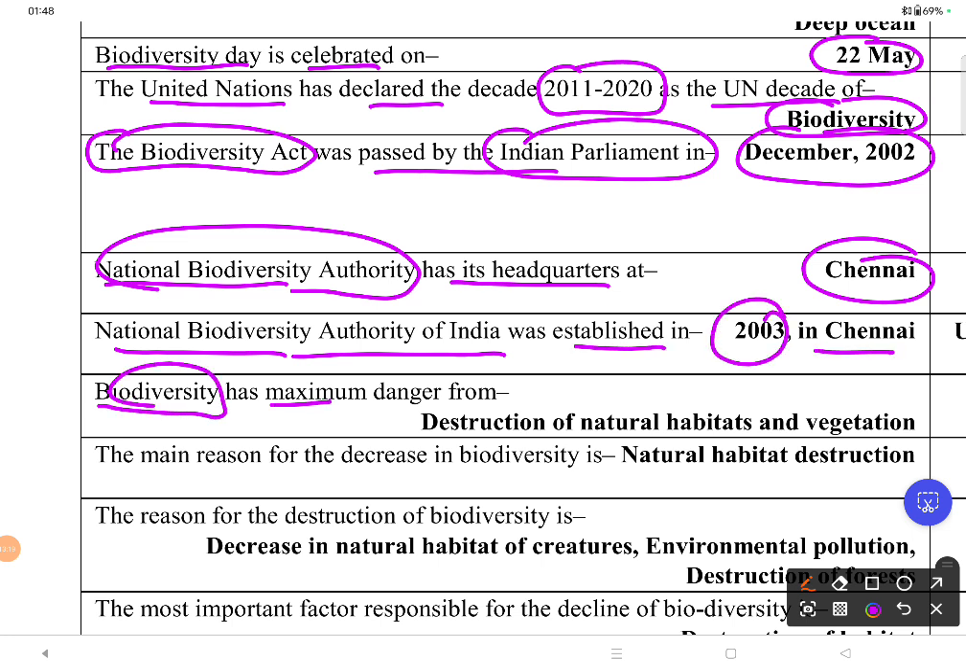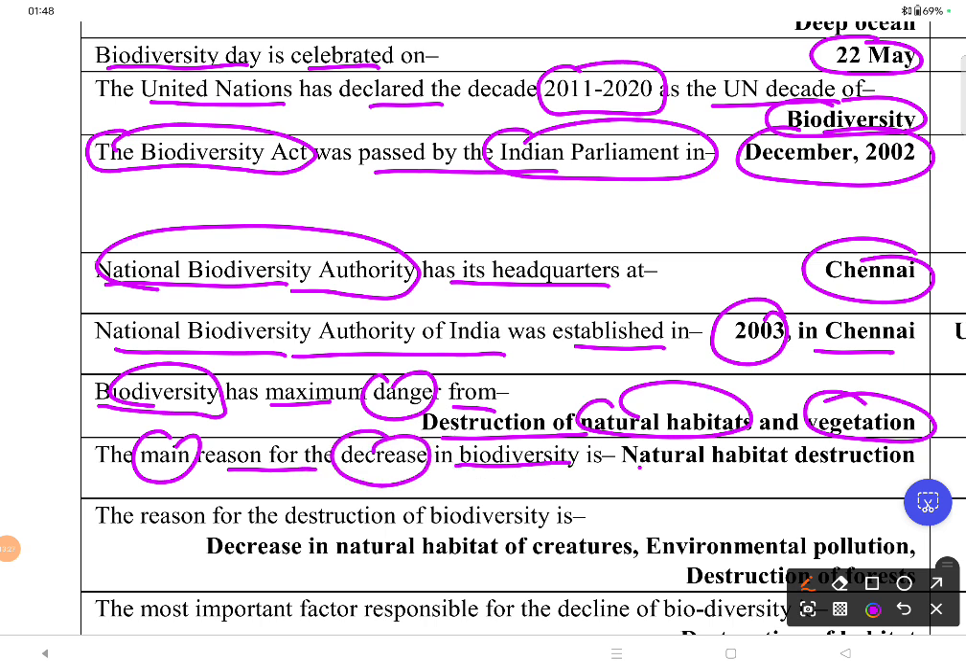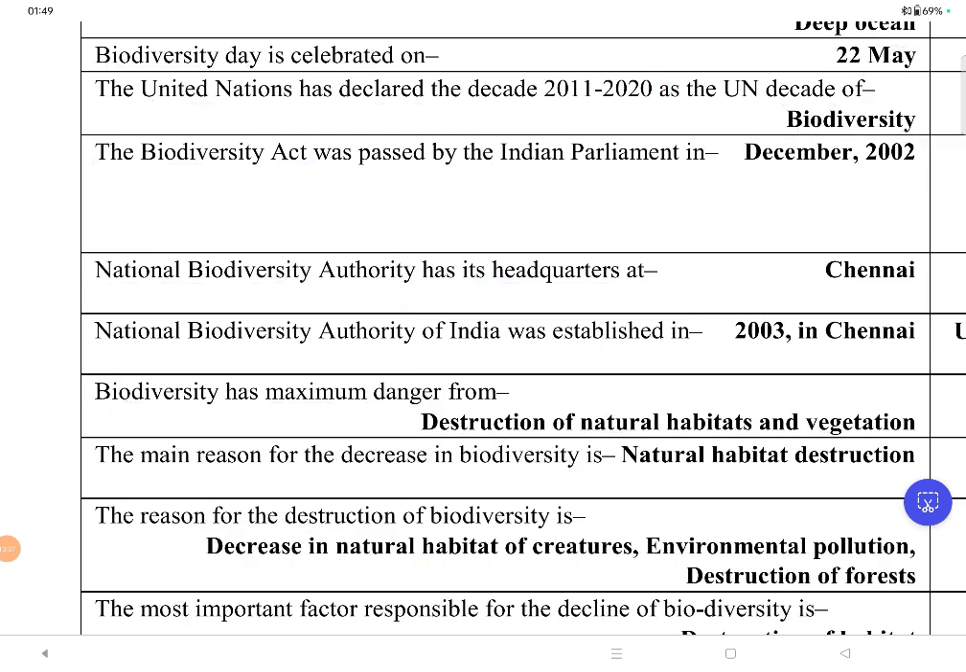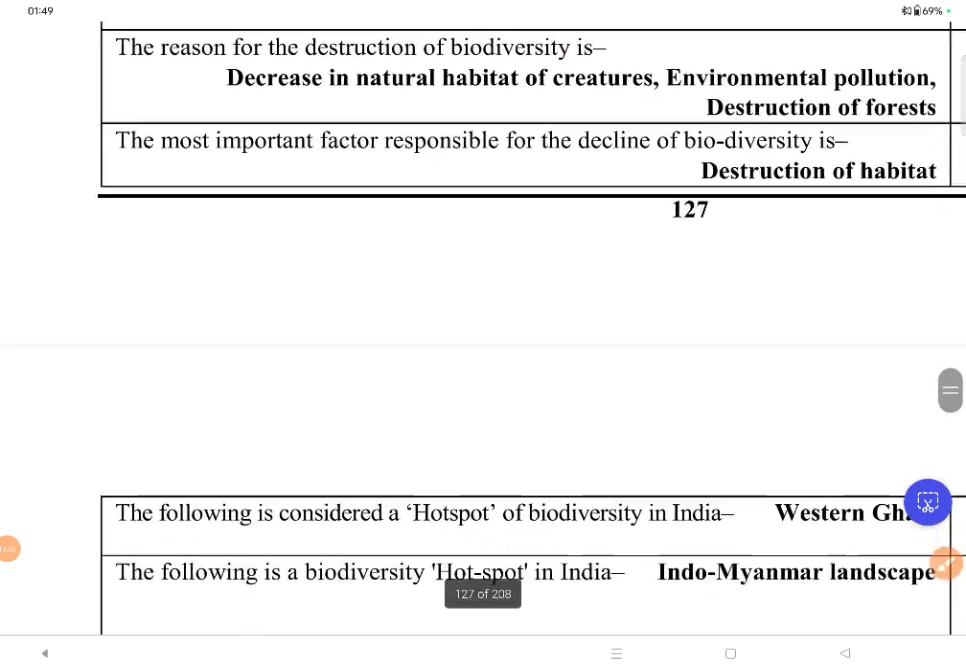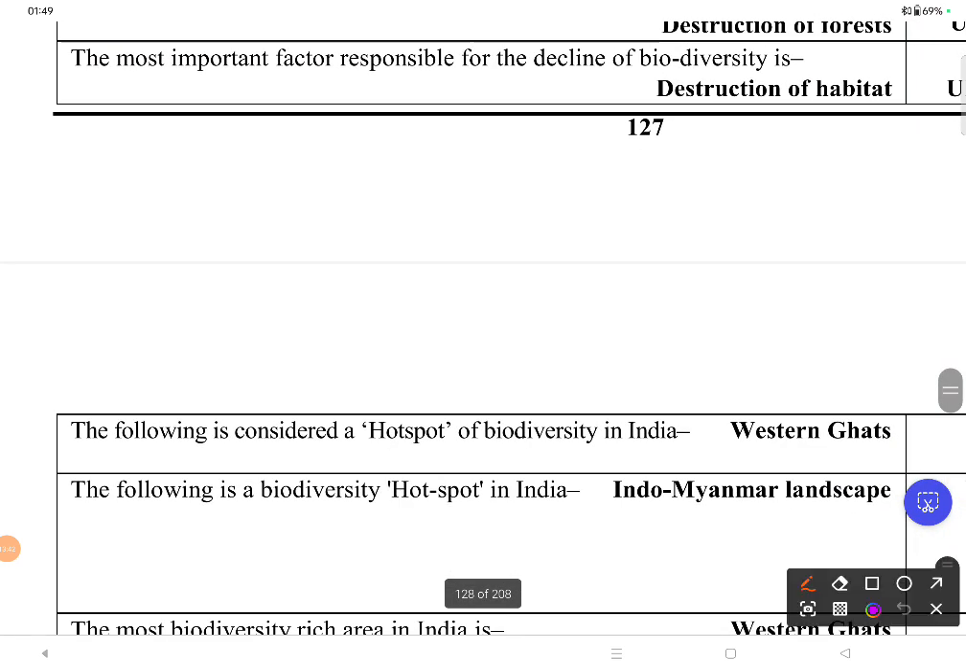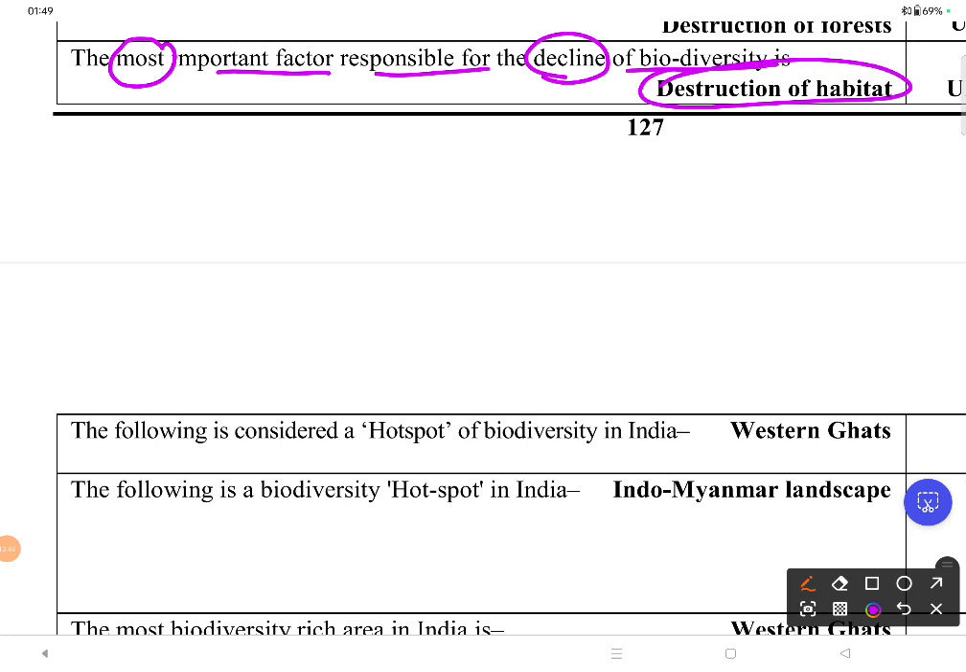Biodiversity has maximum danger from destruction of natural habitats and vegetation. The main reason for decrease in biodiversity is natural habitat destruction. The reasons for destruction of biodiversity are decrease in natural habitat of creatures, environmental pollution, and destruction of forest. The most important factor responsible for the decline of biodiversity is destruction of habitat.